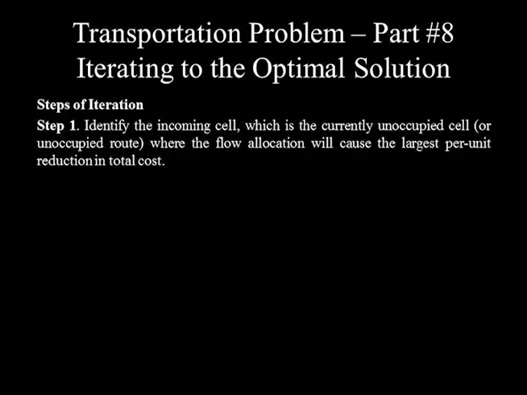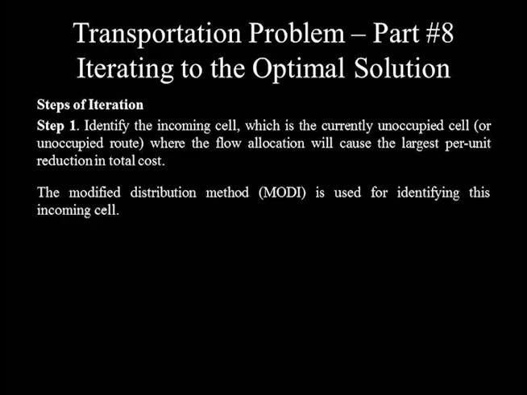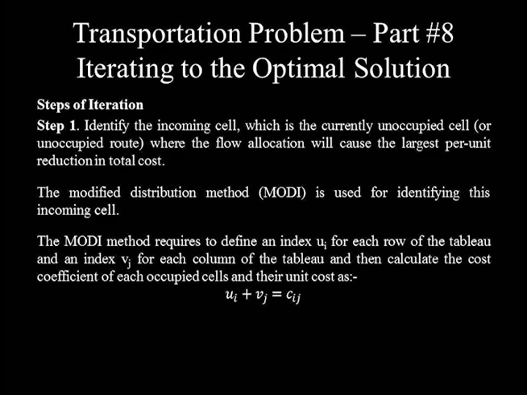Step 1. Identify the incoming cell, which is a currently unoccupied cell or unoccupied route, where the flow allocation will cause the largest per unit reduction in total cost. The modified distribution method is used for identifying this incoming cell. The modified distribution method requires defining an index U sub i for each row of the table and an index V sub j for each column of the table, and then expresses the cost coefficient of each occupied cell and its unit cost as U sub i plus V sub j is equal to C sub ij.